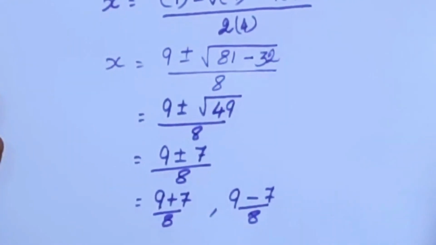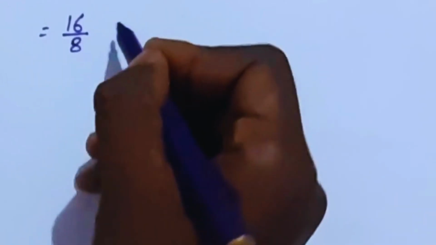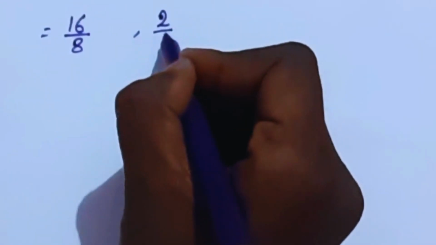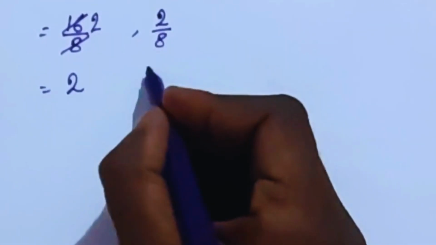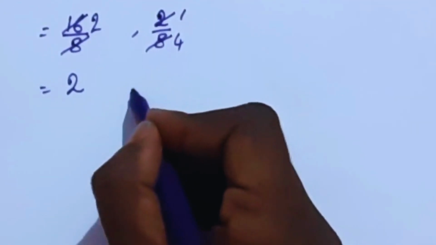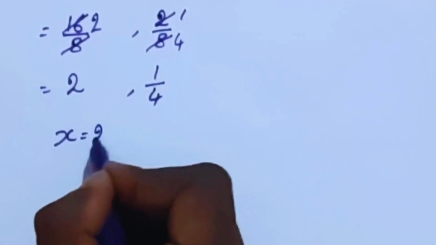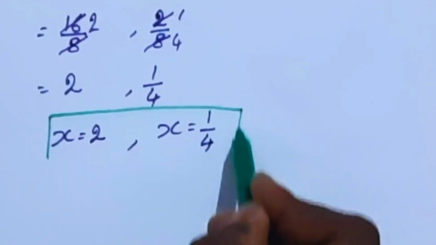So 16 by 8, comma, 2 by 8. Here, this 2 simplifies, this side simplifies to 1 by 4. So x equal to 2, comma, x equal to 1 by 4. This is the possible answer for the given problem.